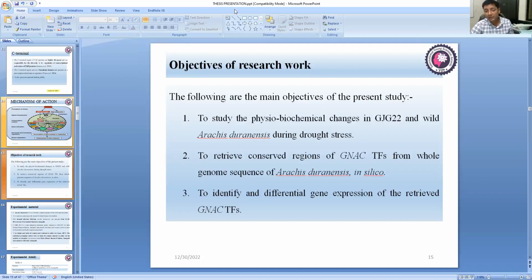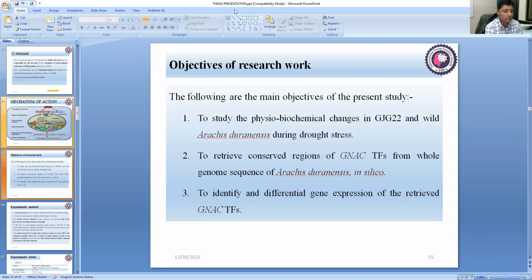To retrieve the conservation of the gene transcription factors from the genome sequence of Arachis duranensis by in silico methods, and to identify the differential gene expression of the retrieved gene transcription factors, which is very important.